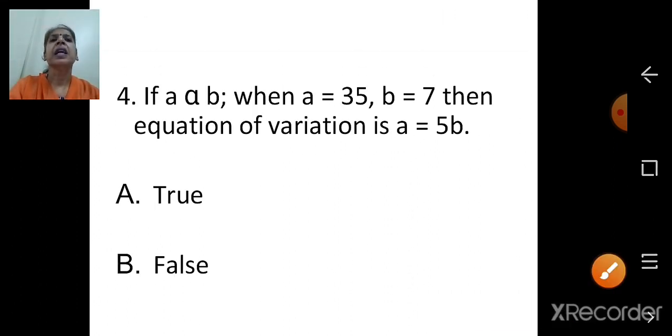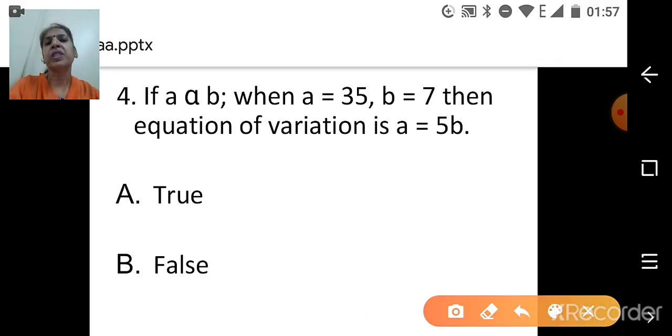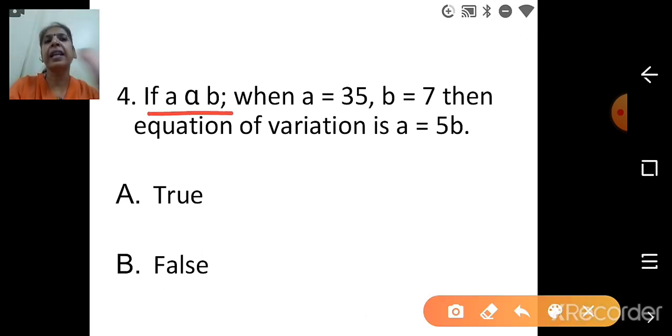Next is, if A varies directly as B, when A is 35, B is 7, then the equation of variation is A is equal to 5B. So first of all, which variation is it? Direct variation. A varies directly as B, it is direct variation, right?